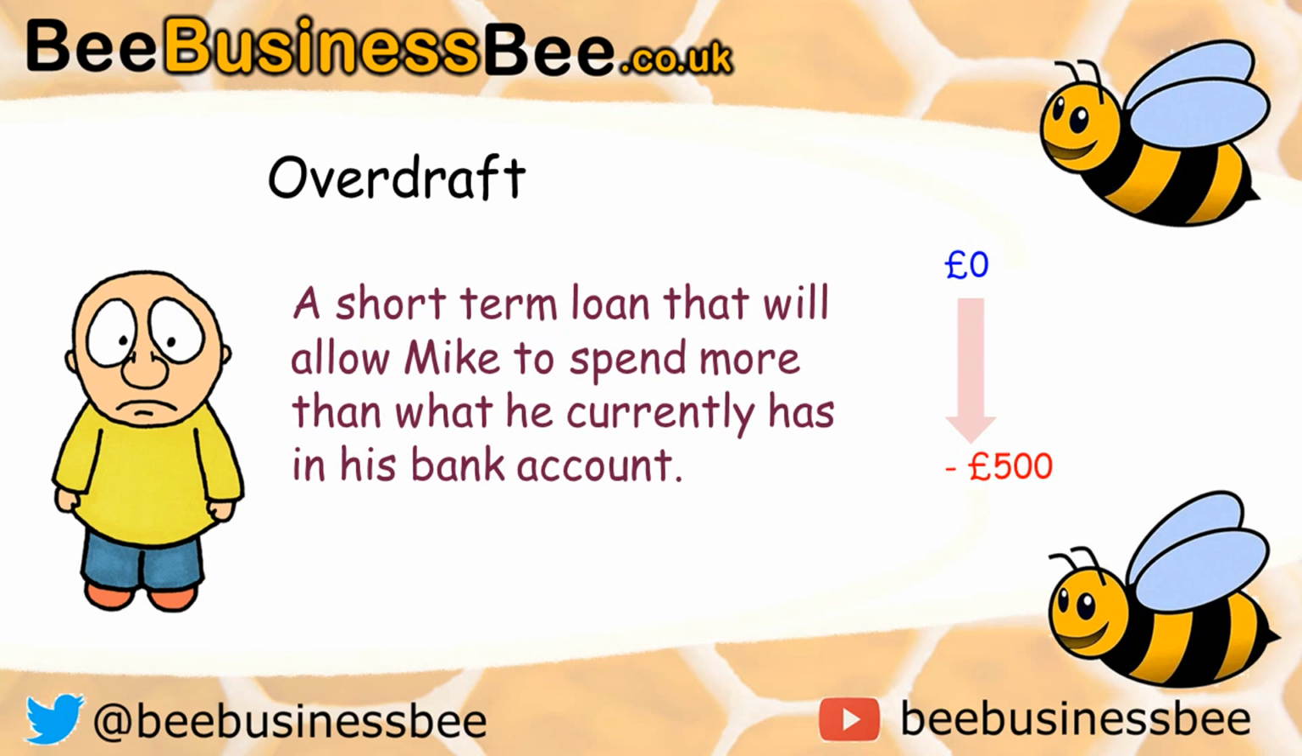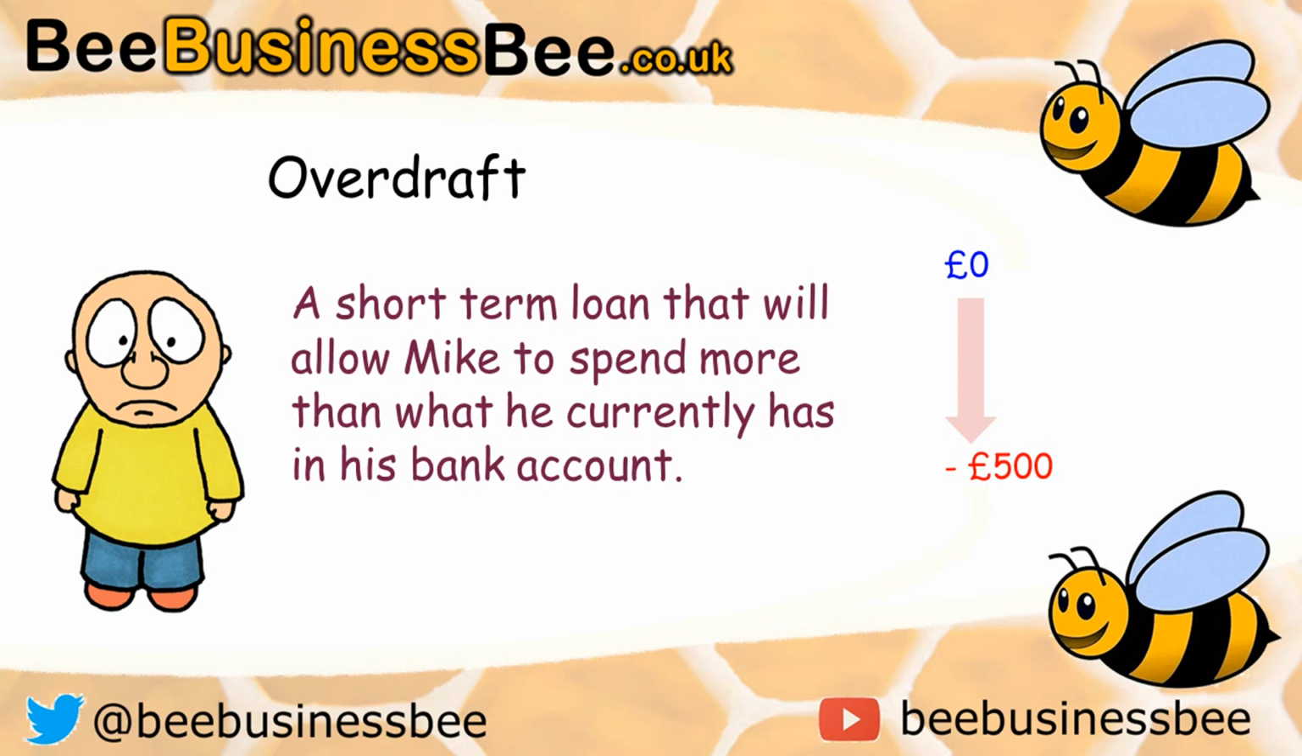Mike might also get offered one of these when he opens his current account, something called an overdraft. Now, what is an overdraft? It's a short-term loan that Mike gets access to, and that will allow him to spend more money than what he currently actually has in his bank account. So this means that actually he can go into debt.